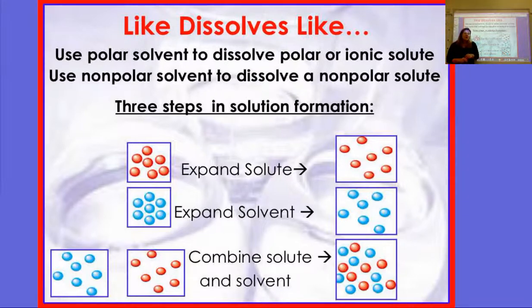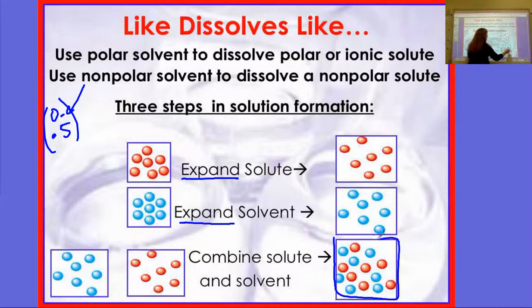If we needed to dissolve something that was non-polar, we'd have to use a non-polar solvent, something that's between 0 and 0.5. What happens? Your solute expands. Your solvent expands. When you mix them together, they can actually dissolve, but only if it's like dissolves like. Otherwise, oil and vinegar, oil and water, they separate into layers and they won't dissolve in each other.